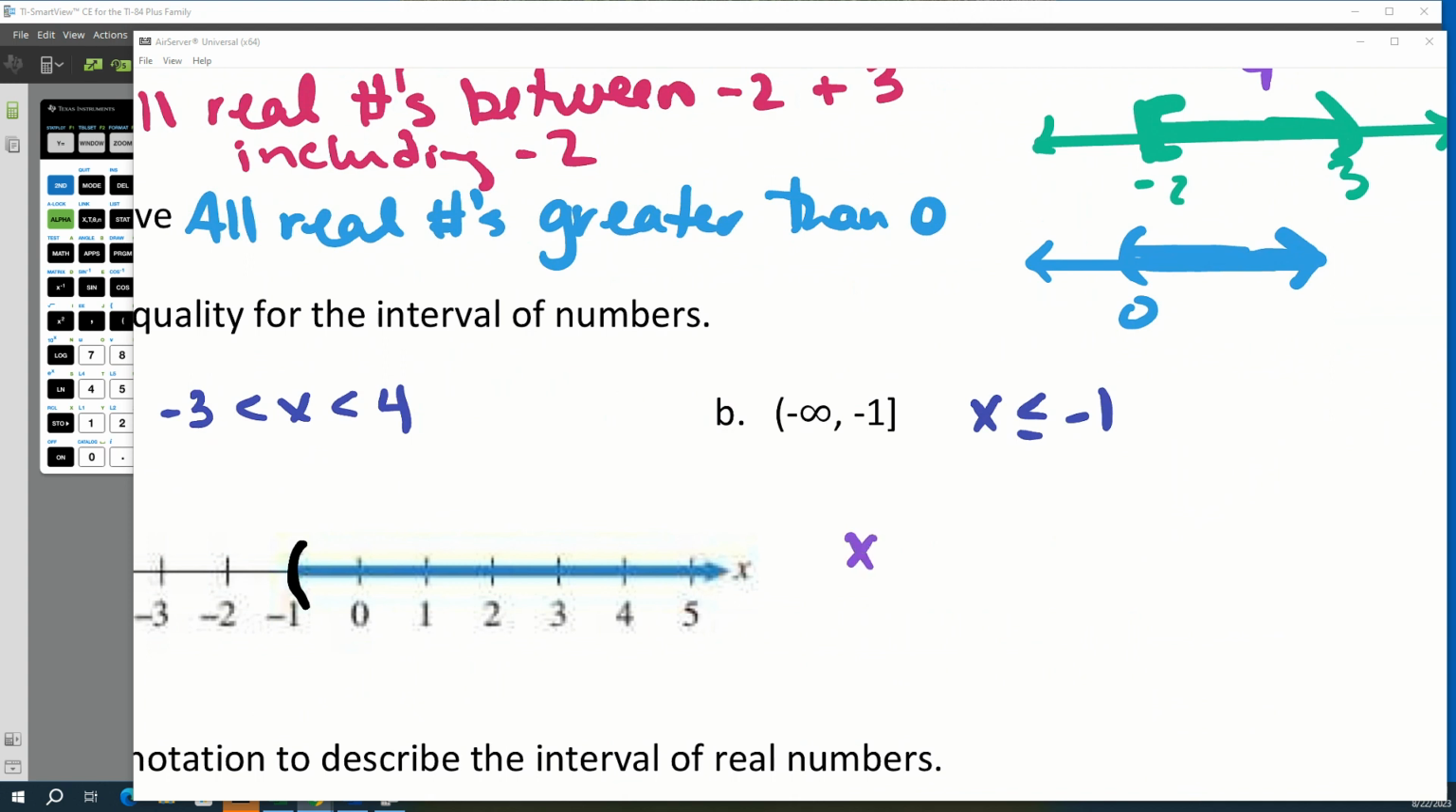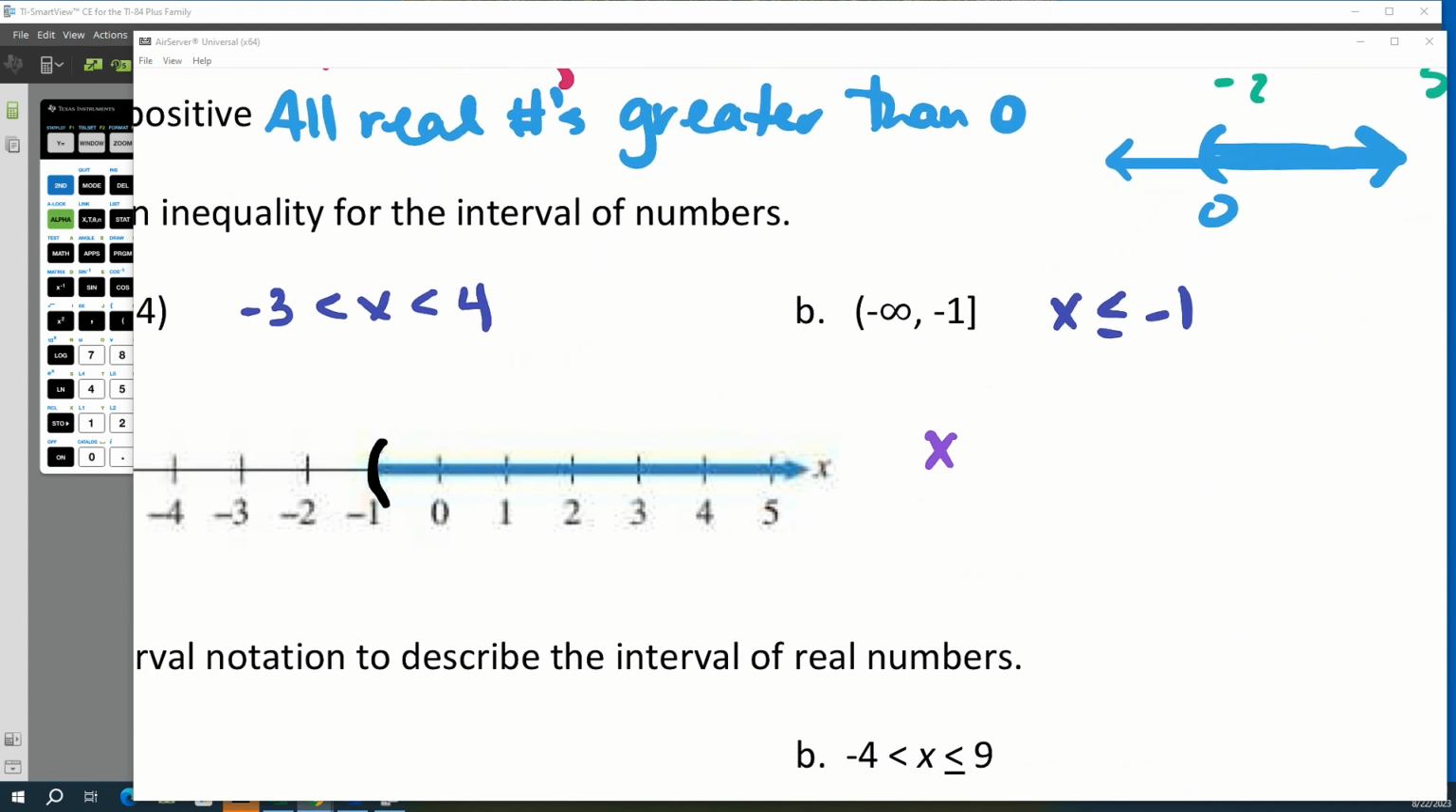All right, so we're going to start with x again. And then this is going to be x is greater than -1, because where it's shaded is all the places where x is greater than -1.